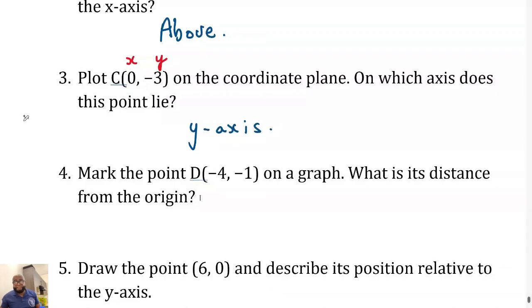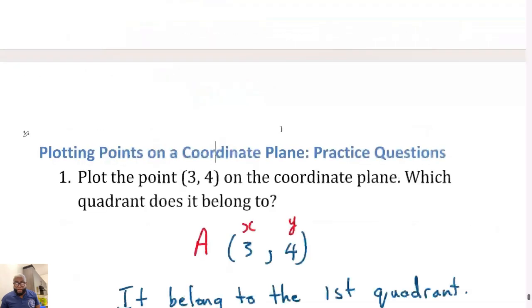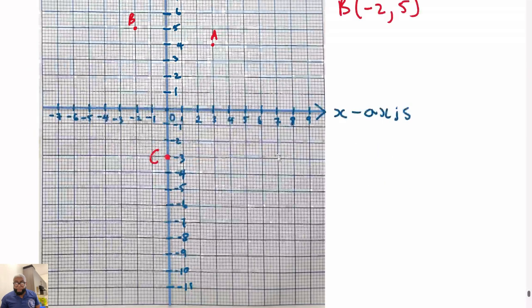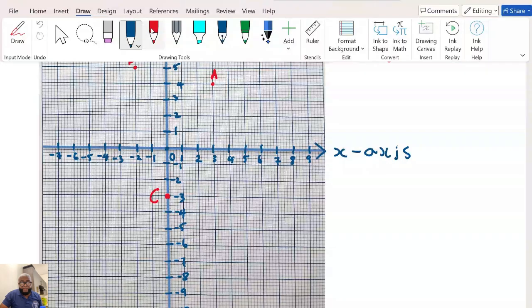Next point, which is D. Mark the point D on a graph. What is the distance from the origin? So let's plot D. We're scrolling up. Negative 4, 1. Negative 4, 1. I need red ink.